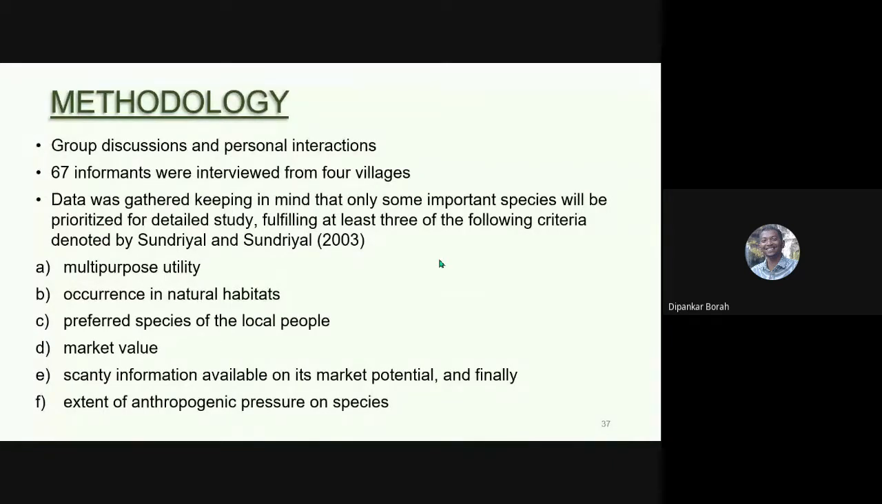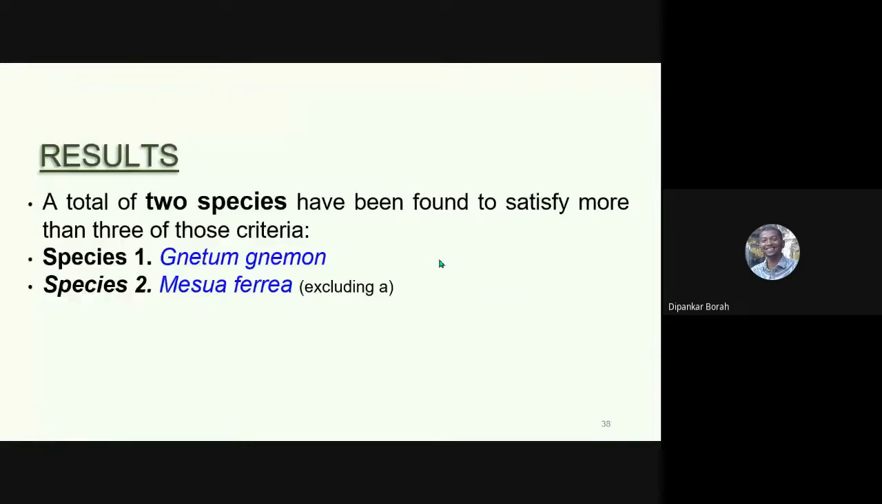First one is multi-purpose utility. Second, the occurrence in natural habitats. Then preferred species of the local people, market value, scanty information available on the market potential, and finally the extent of anthropogenic pressure on the species. A total of 2 species have been found to satisfy more than one criteria. Species 1 is Netum nemon, which follows all the criteria, and species 2, Mesua ferrea, follows all the criteria except A.